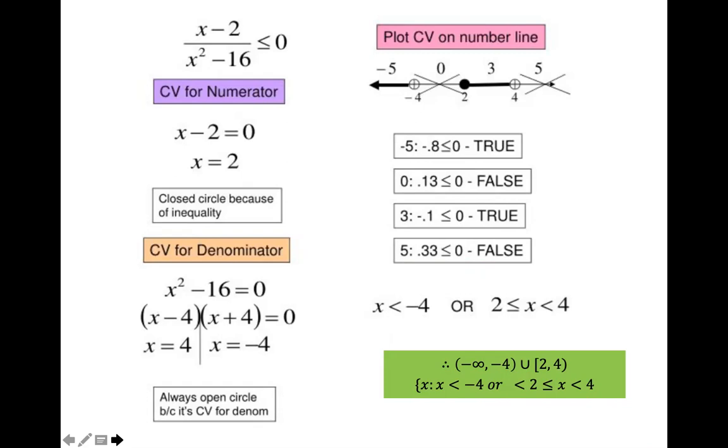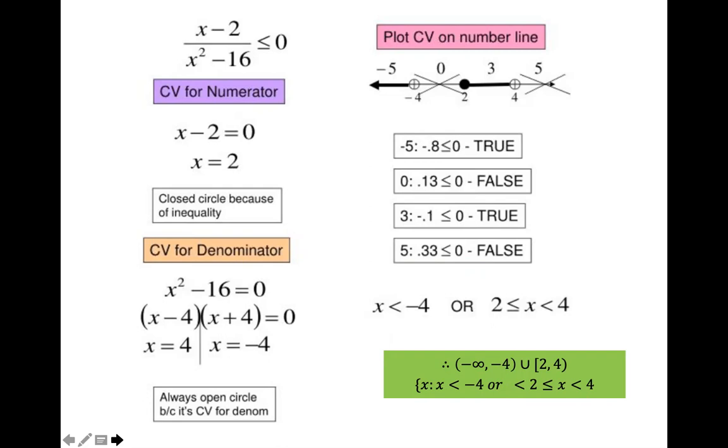Next example. So we have here (x minus 2) over (x squared minus 16) less than or equal to 0. So in this case, one side is already 0. It's already equated to 0. So we can get the critical values.